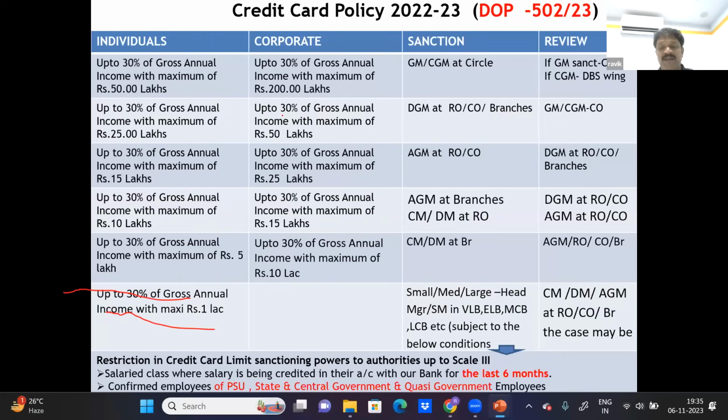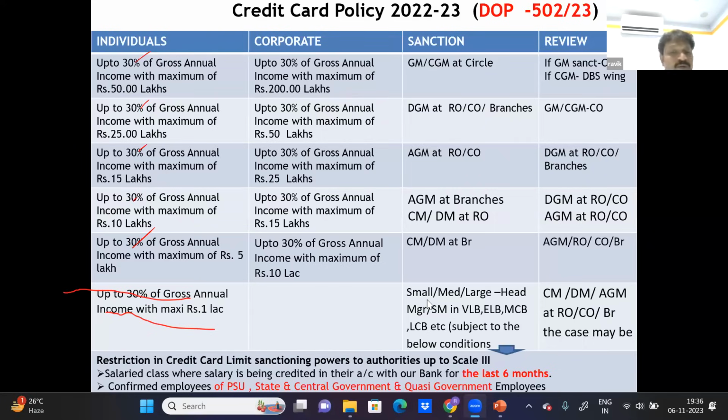Now let us see the delegation of powers on issuing credit cards. For all credit cards, I told you 30% of gross income. You need not remember all of it, only 30% of gross income. Okay, there was a recent change in this. Recently, the bank issued a circular 502/2023. So I have not considered the earlier one; I have considered only the latest circular. Now this is based on the powers. First read the powers: GM circle, DGM at RO, AGM at RO, AGM at branch, CM at branch, and small, medium, large branch managers. Like this, they have segregated the authorities to clear sanctions.